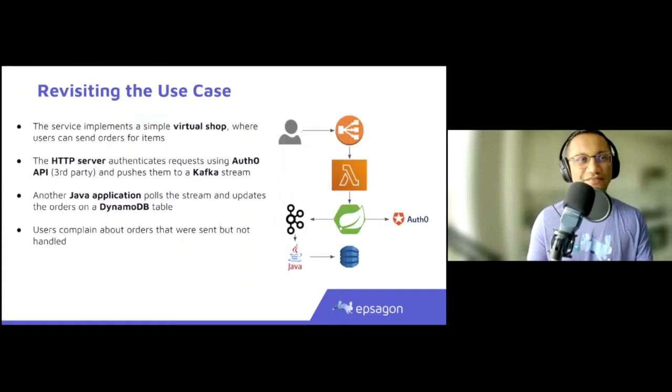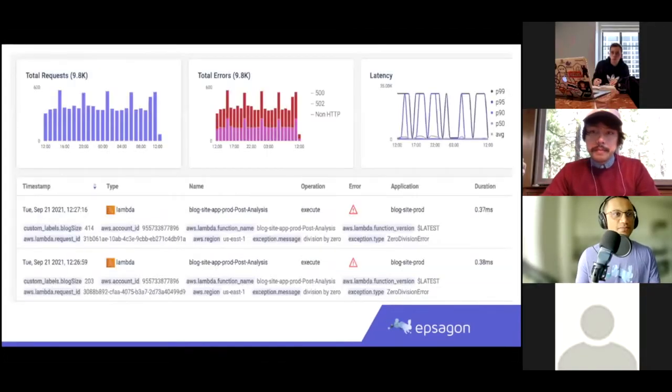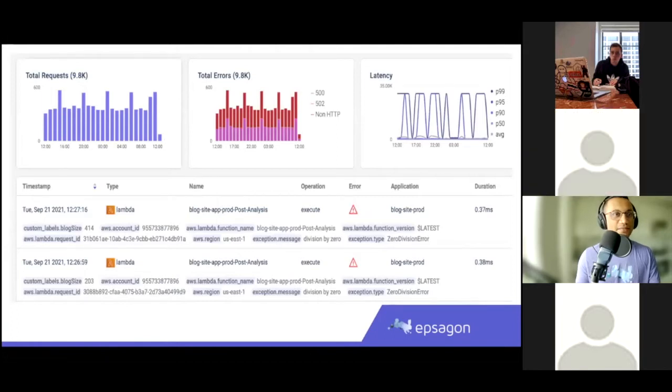So let's revisit the use case with all the things that we have seen till now. As you can remember, we saw a case of a virtual shop where users were supposed to send orders for items, but users were complaining about orders that were sent but not handled. So using a distributed tracing based approach, you can filter down on traces that have errors in them.